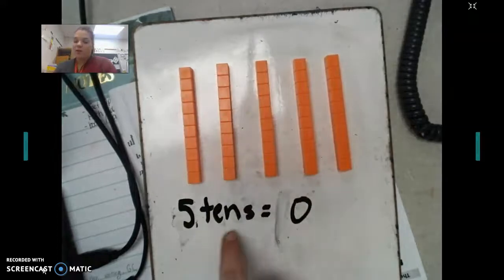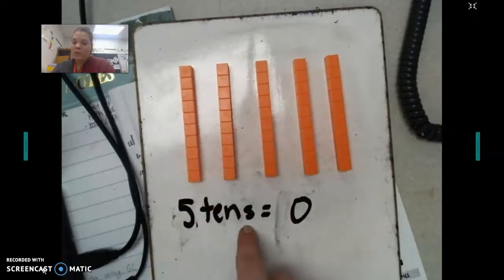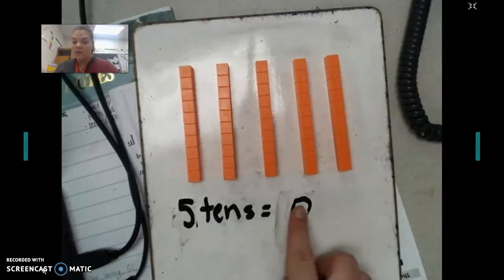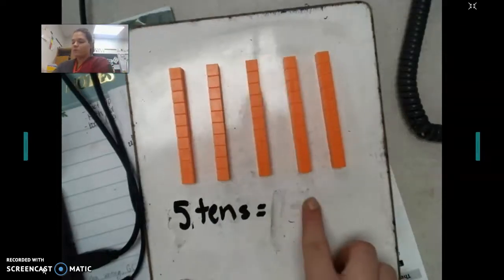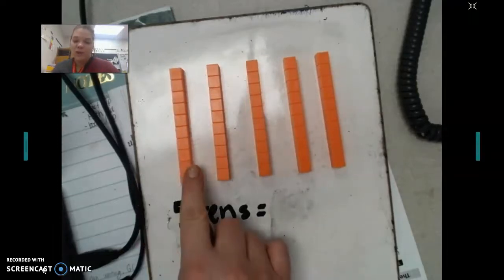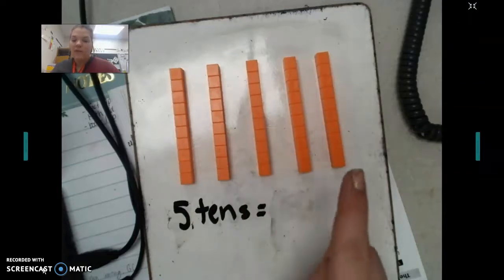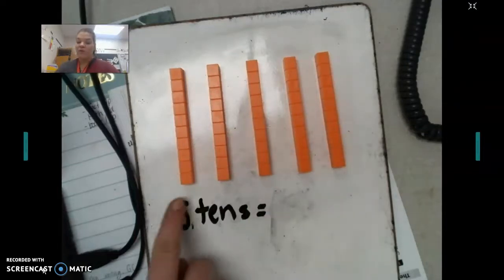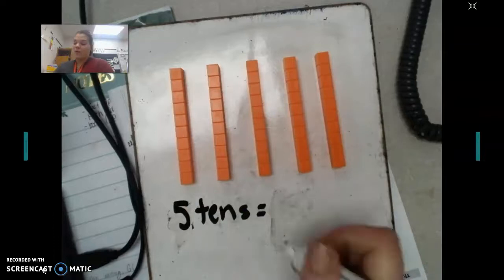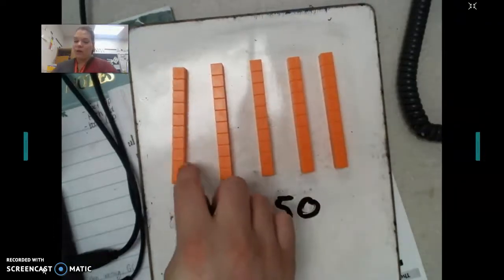But then we also need to think about how many individual little cubes there are. So if I have 5 groups of 10, an easy way to find out how many ones you have is just by counting by 10. So you can go 10, 20, 30, 40, 50. So 5 groups of 10 equals 50 little blocks.